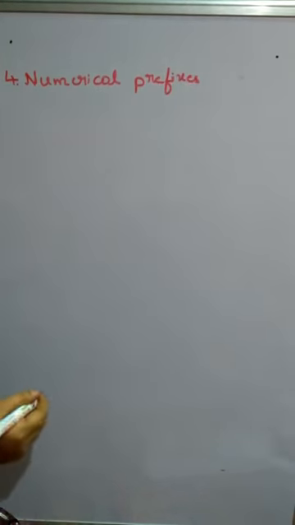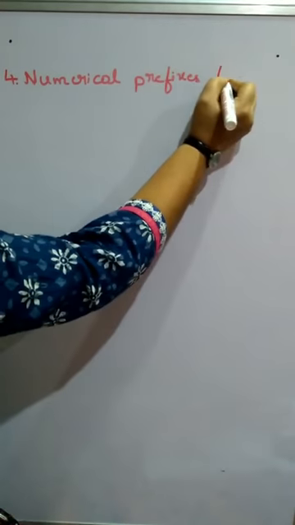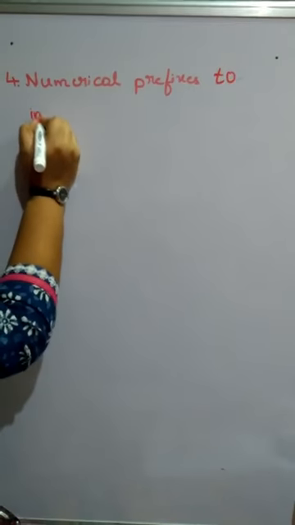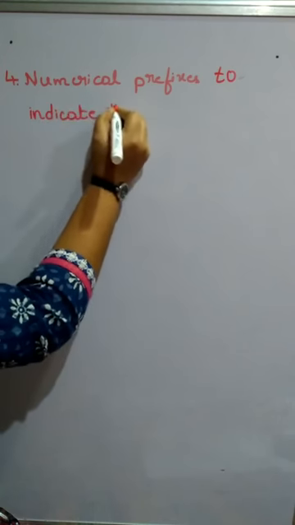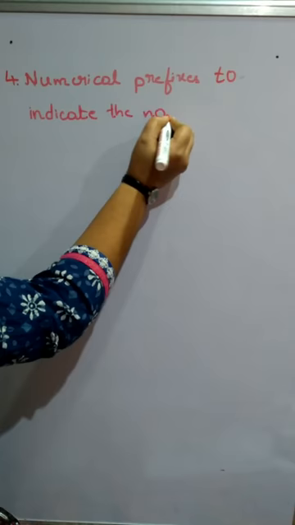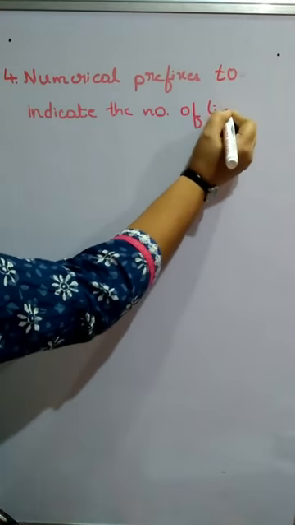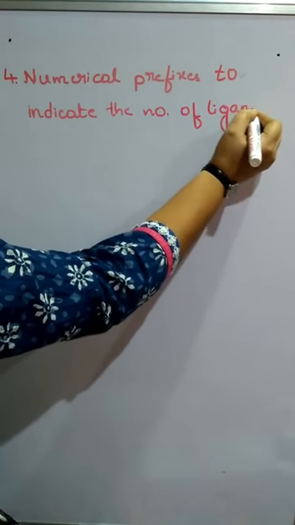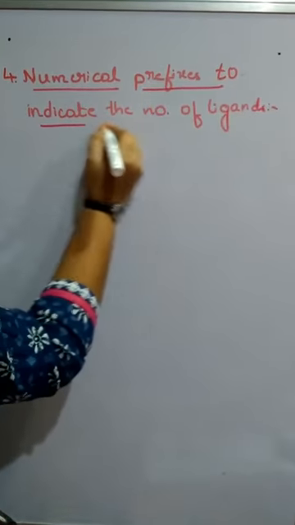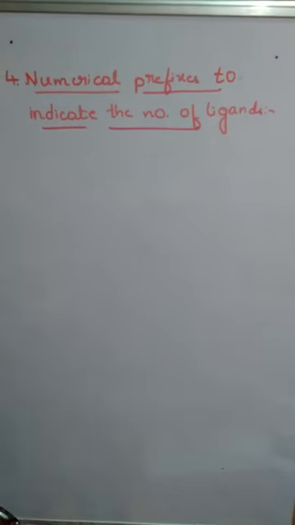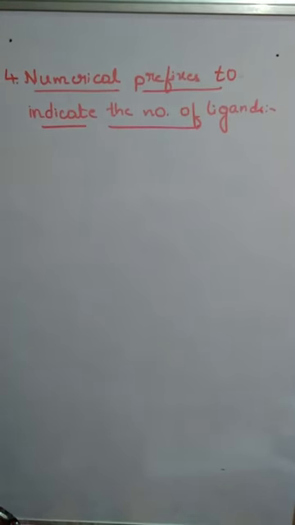Numerical prefixes to indicate the number of ligands. Observe this one properly. Already we have come across some complex things, but observe this one properly, and it is very, very important in naming. Numerical prefixes to indicate the number of ligands.